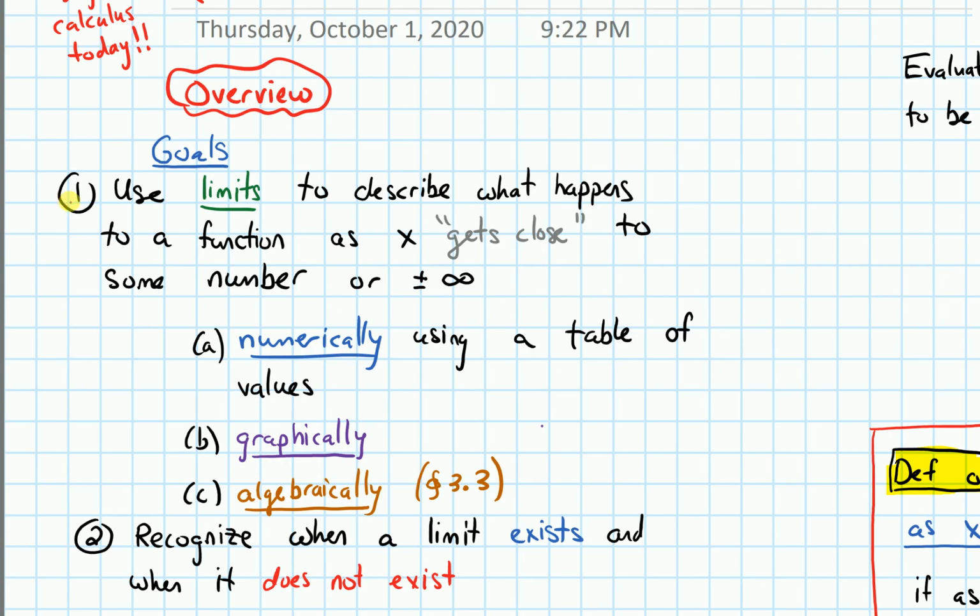All right, so with regards to our goals, we've introduced what a limit is, and how we can find a limit numerically using a table of values. And we've briefly introduced what that looks like graphically, but we'll discuss it in a lot more detail and do a lot more examples in the next video.